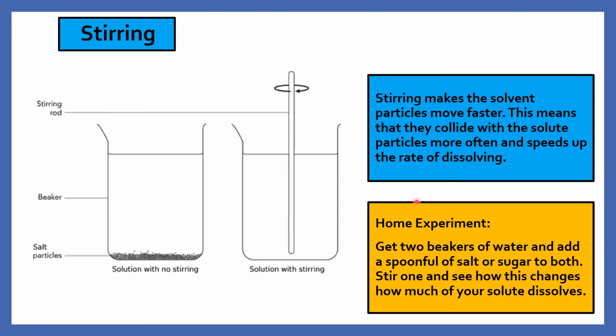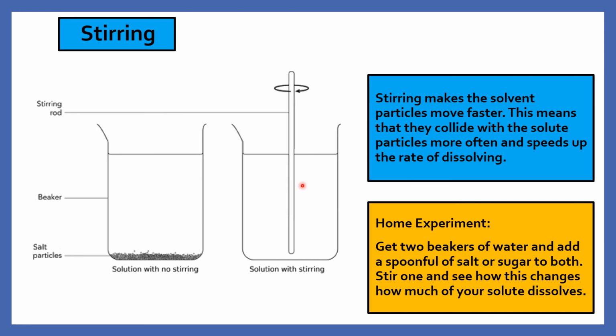Now this is something that you can definitely test at home if you've got 5 minutes. It doesn't take very long. All you need are 2 beakers filled with the same volume of water, and you just add a spoonful of a soluble solute into both. In this one they've used salt, but you could use sugar or anything like that. Now all you do is you stir one and leave the other one as it is, and observe what you can see.